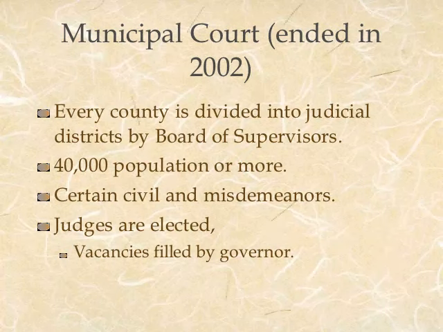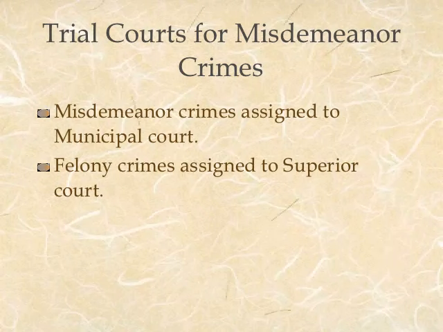Municipal courts, which ended in 2002, were local courts. For instance, in the Richmond area, you have the Bay Muni Court, which is now Bay Superior Court. We'll talk about that in a minute. The county is divided into judicial districts by the Board of Supervisors, usually 40,000 population or more. The municipal courts used to hear certain civil cases and misdemeanors, and the judges were elected. They were the trial courts for misdemeanor crimes. Felony crimes were assigned to Superior Court. They could hear preliminary hearings and hold people to answer and then ship them to Superior Court.